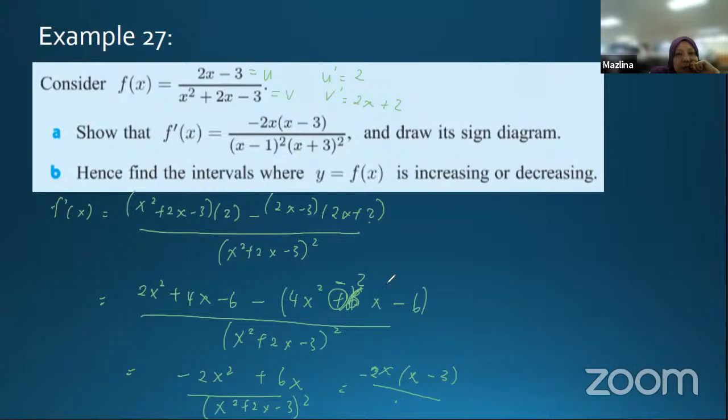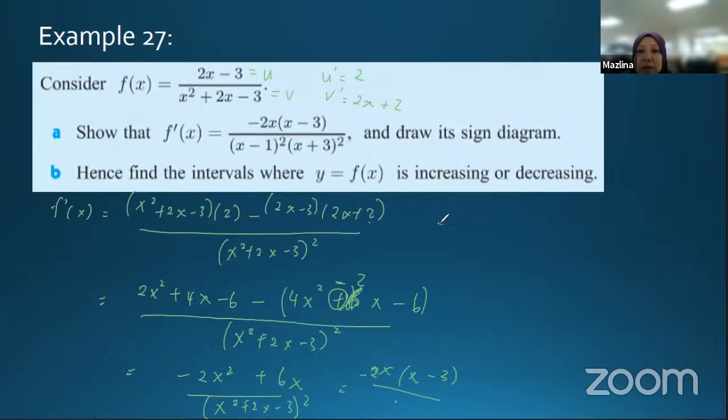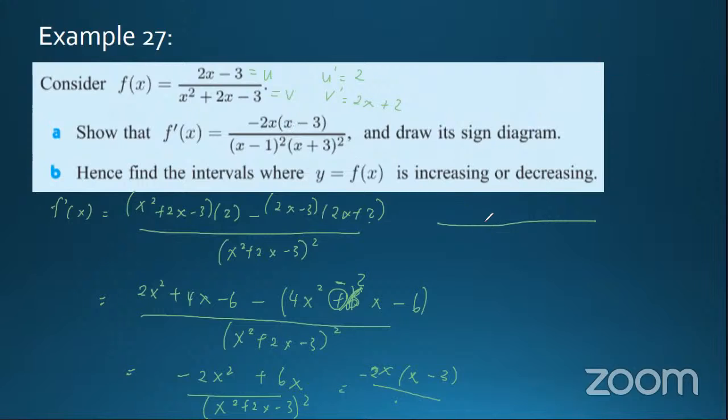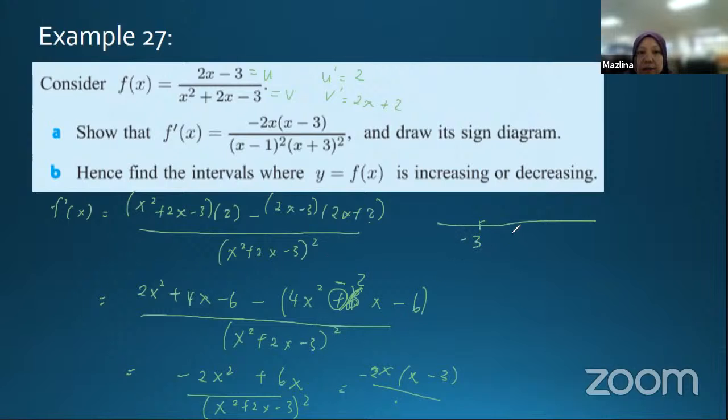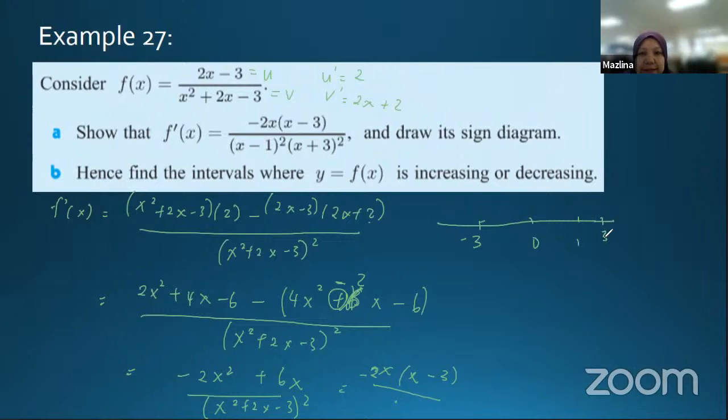Okay, class, hence find the interval where y equals f(x) is increasing or decreasing. So from here, you equate to 0, right? So what is the value of your x? X can have what value? This is all 0, so x is negative 3, 0, 1, and 3, teacher. You got 0, 1, and 3. Okay, is that right?